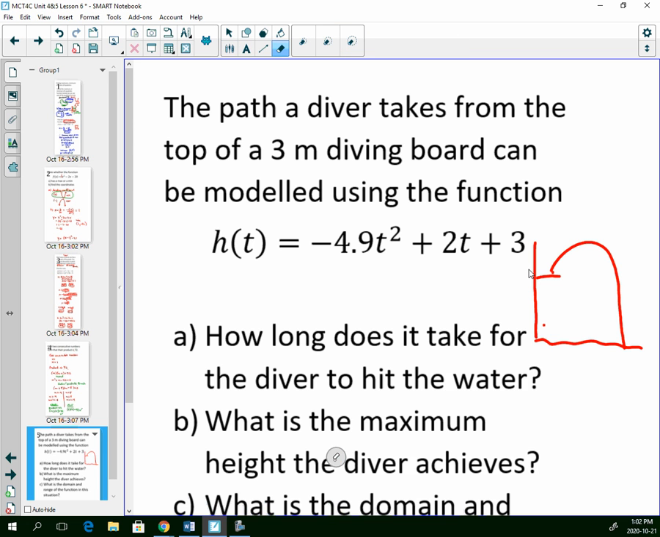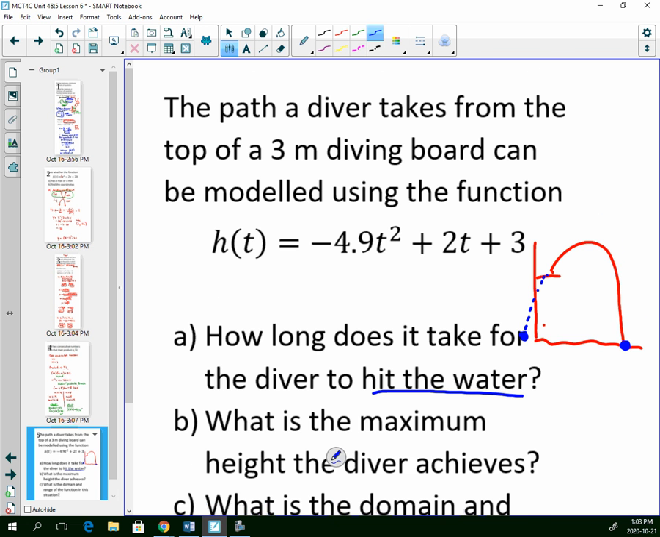So I have to ask myself, am I trying to find the top or the vertex of the parabola, or am I trying to find the bottom or the x-intercepts? So I want to hit the water, so that means I'm trying to find the bottom, right? And it is a parabola, so you're going to get two answers. But in this case, only one is going to make sense, because the answer on the right is where it hits the water. The answer on the left is probably going to be a negative value. And since I'm looking for time, I can't have negative time.